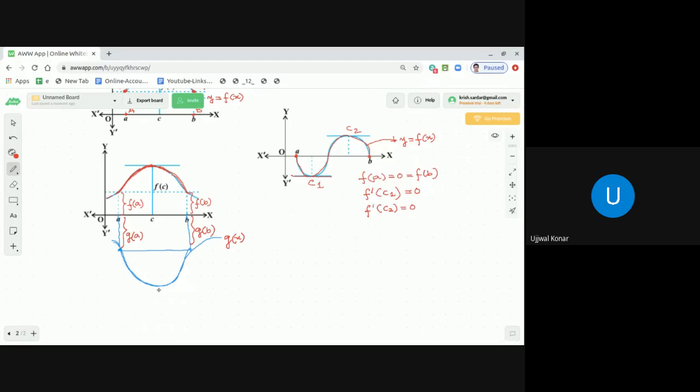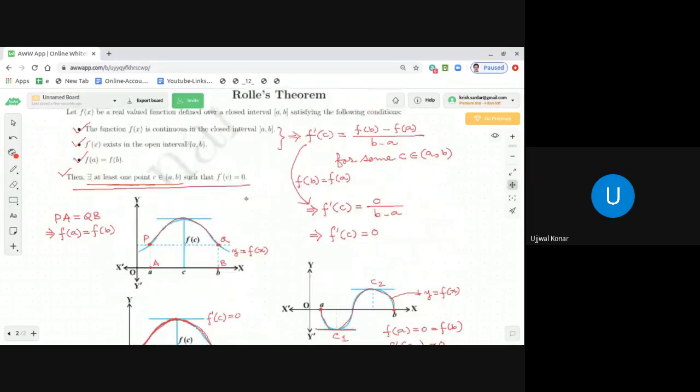Then what will happen at this point? If we draw a tangent, we get g dash c equal to 0. The slope of the tangent, that is g dash c, is equal to 0. And here we get f dash c equal to 0. So I just gave you a different perspective to understand why f dash c has to be equal to 0. Correct, dear students? I hope you got a very clear idea about Rolle's theorem.